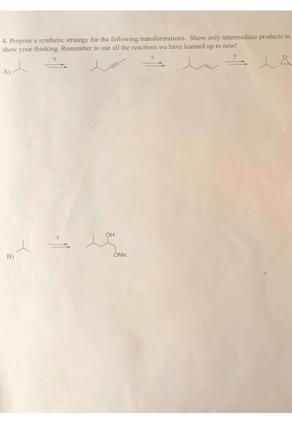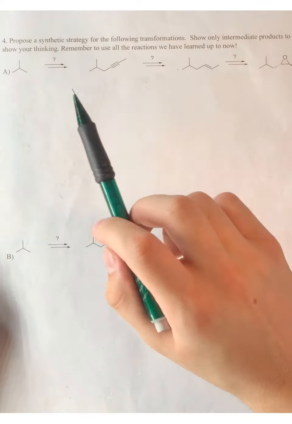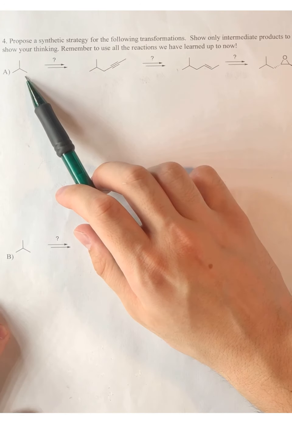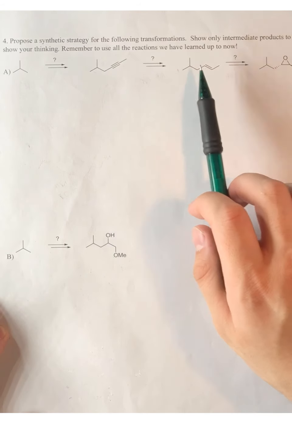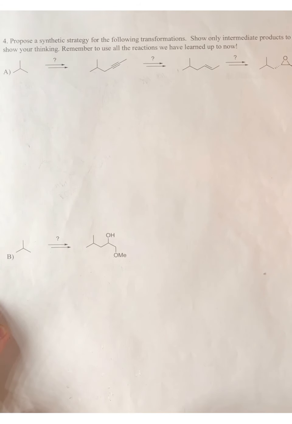We're now asked to propose a synthetic strategy for the following transformations. Show only intermediate products to show our thinking, and remember to use all the reactions we have learned up to now. So there are different methods of how we can treat these types of problems, but how I would do it is by looking at every single structure, and notice that it goes from this to this, from this to this, and from this to this.